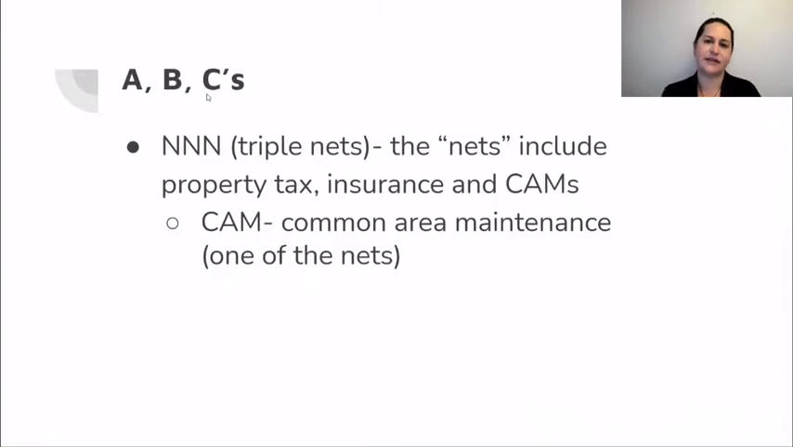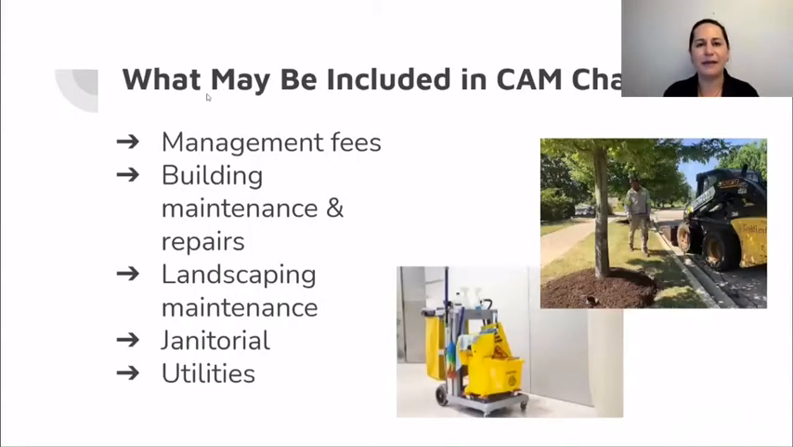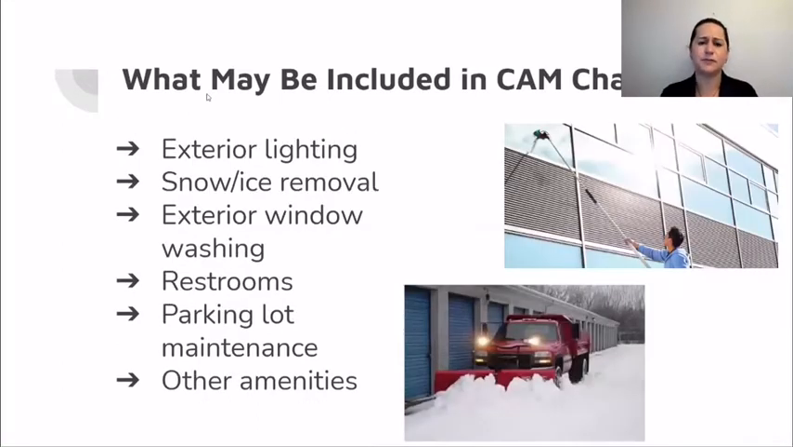Common area maintenance can vary depending on the building and your location. For example, what might be included in a common area maintenance cost that you're going to pay in your triple net is the management fees of the building, repairs like a new roof, landscaping, janitorial, and the utilities, for example the lighting for the parking lot, the irrigation, the outside lighting, and snow removal, depending on where you live. All of these things could be what you're paying.